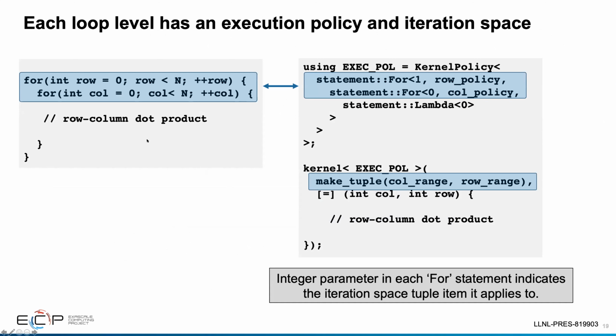So here on the left, we have the two outer for loops from our matrix multiplication example. To express this using RAJA kernel, you would express for loops as these statements. And then for each for loop, you have an associated policy that will essentially dictate how the for loop will be executed. And then for each level of the loop, you have to have an associated iteration space. The integer value here corresponds to which iteration space in the tuple is associated with that for loop.